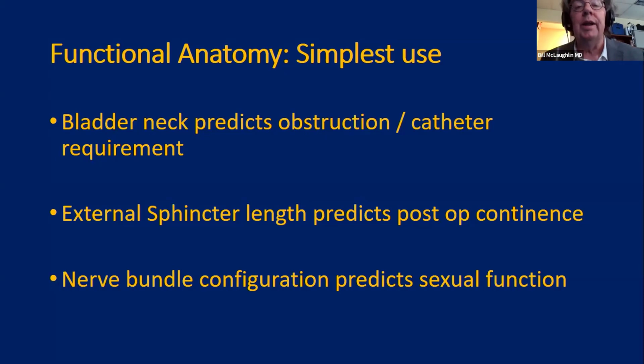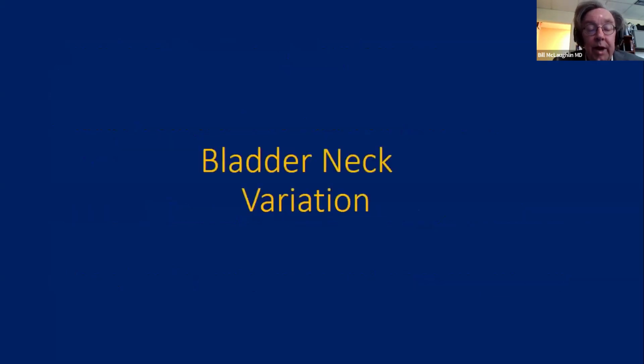So how do we use the functional anatomy? Simplest, I'll just emphasize three things. Bladder neck can predict whether you'll need a catheter. External sphincter can predict whether you'll be incontinent after surgery. And the nerve bundle configuration can predict your sexual function after surgery. May also predict some things with radiation.